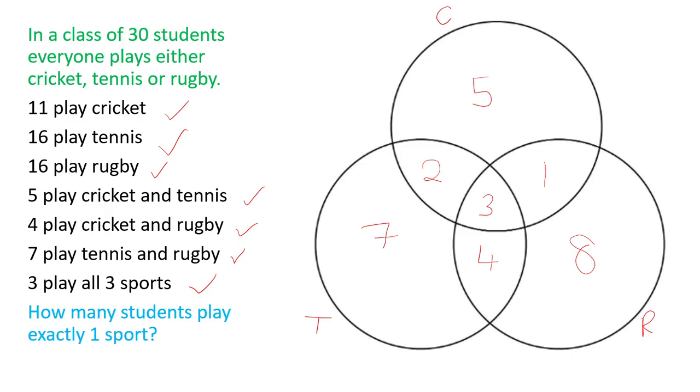Okay, so to answer the question, how many people play only one sport? Well, that would represent this number here, the people who only play tennis, the people who only play cricket, and only play rugby. So we add together 7 plus 8 plus 5, and we get an answer of 20 people.